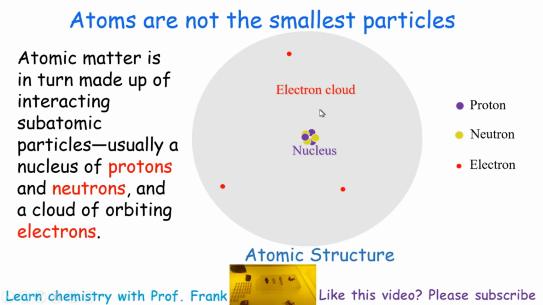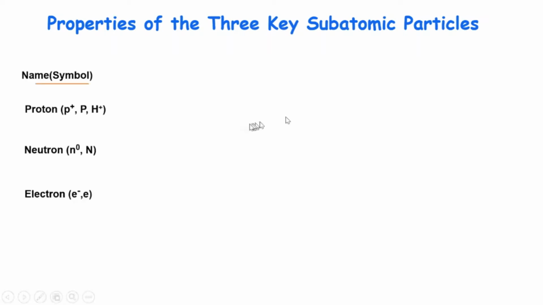That's the atomic structure. Let's take a look at the properties of the three key subatomic particles. We have protons, which carry positive 1 charge. And then we have neutrons, which are neutral and do not carry any charge. And then electrons carry negative 1 charge.